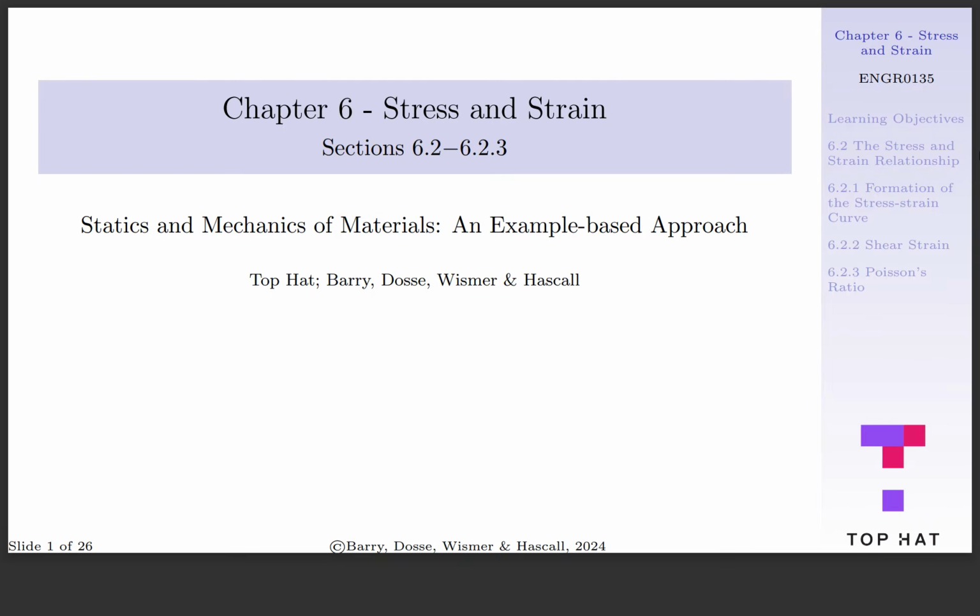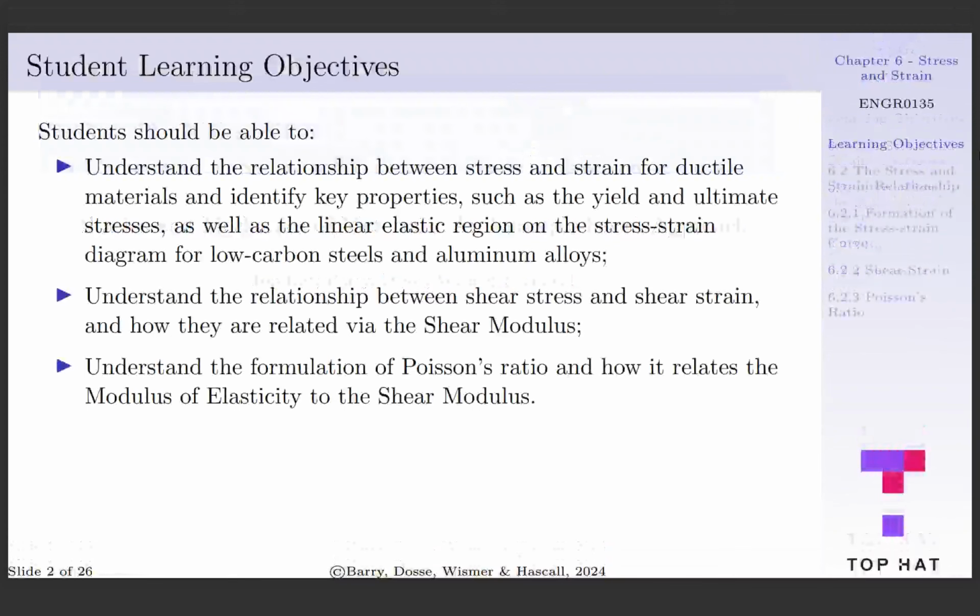This lecture covers sections 6.2 through 6.2.3. At the end of today's lecture, you should be able to understand the relationship between stress and strain for ductile materials and identify key properties of these materials, such as the yield and ultimate stresses, as well as the linear elastic region on the stress-strain diagram for both low-carbon steels and aluminum alloys.